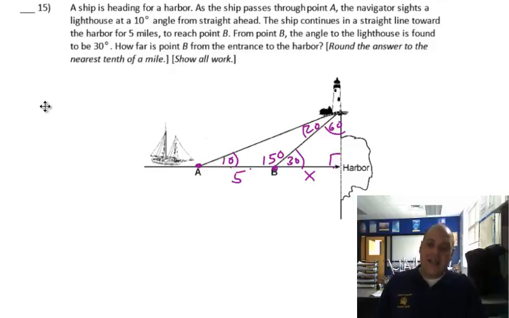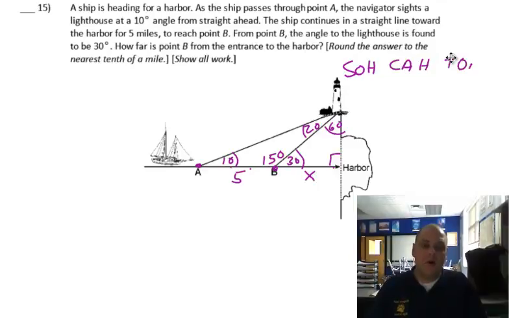So now I can either do law of sines twice or law of sines once, and then I can do either sine, cosine, or tangent. So law of sines over here, because I don't have a right angle. This triangle over here is not a right triangle. If you don't have a right triangle, you can't do SOHCAHTOA. You can only do law of sines. So remember, law of sines: A over the sine of A equals B over the sine of B.